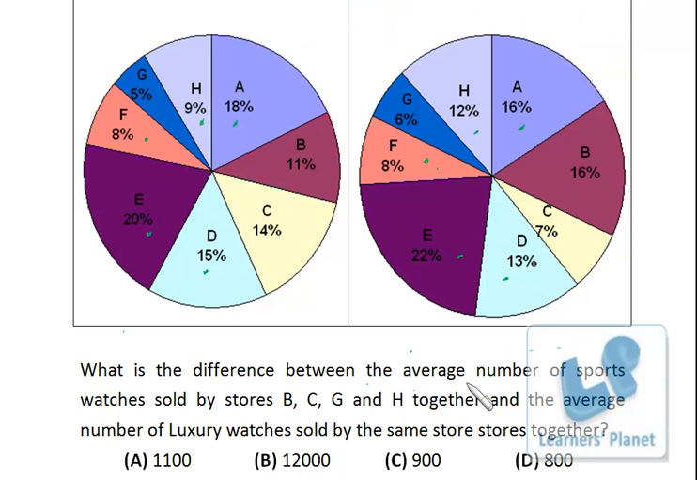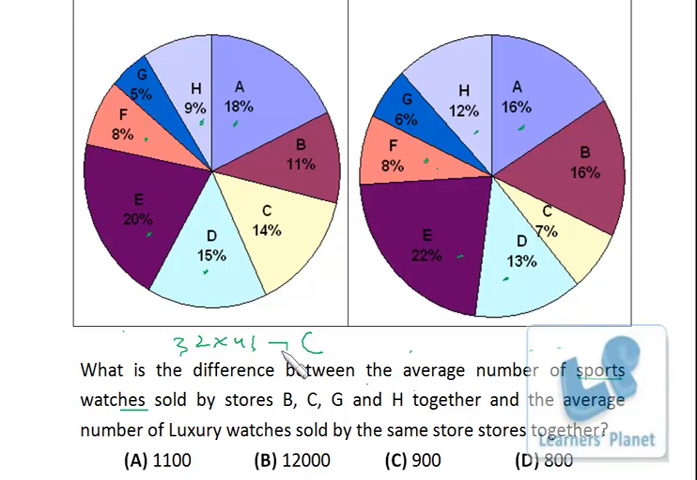Now, what is the difference between the average number of sports watches sold by stores B, C, G and H together and the average number of luxury watches sold by the same stores together? Average number of sports watches by B, C, G and H: we'll take care of the average afterwards. As of now, we just find the total. B is 16 plus 7, 23, 29 and 12, 41. So 32 into 41 is the total number of sports watches.